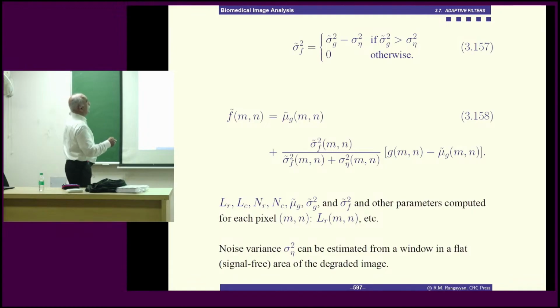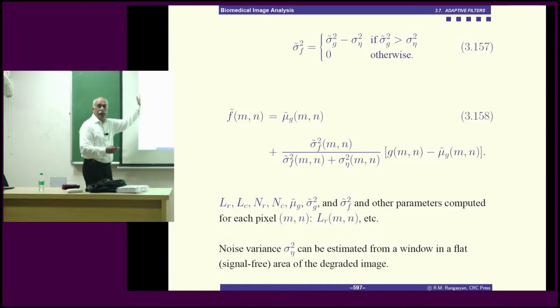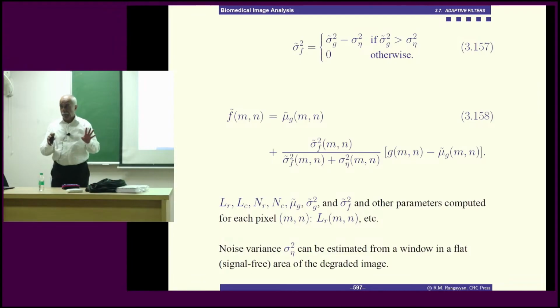Sigma square f, the variance of the original image, is the variance of the given distorted image minus the variance of noise. We said earlier that sigma square G is sigma square F plus sigma square eta. Now it's the other way. So you are estimating the variance of the original image by subtracting the variance of the noise from the given noisy image. So you need to know the noise variance. As I said, you estimate noise variance somewhere else, from some part of the image that has only noise.